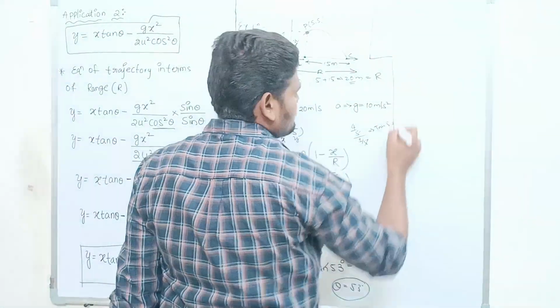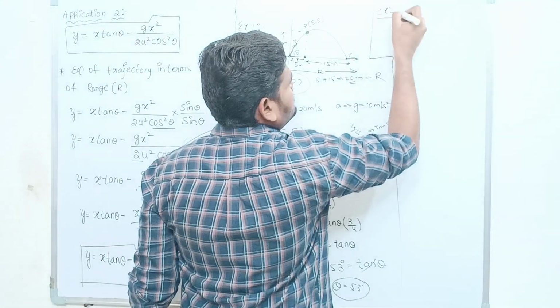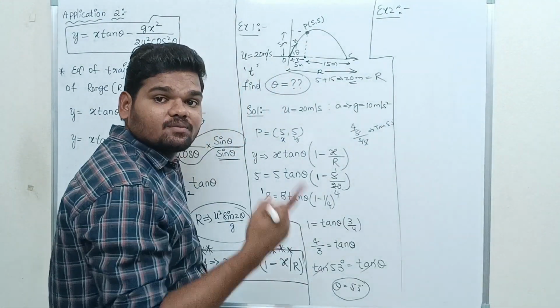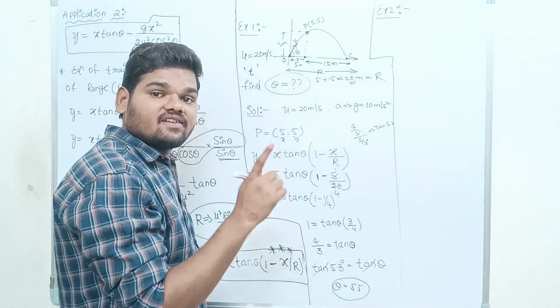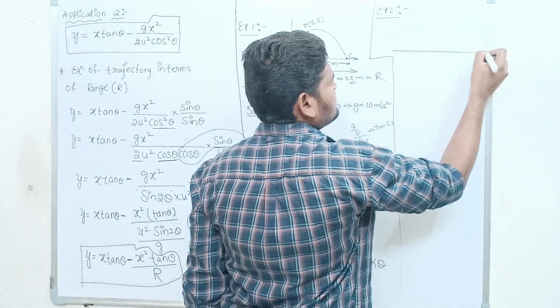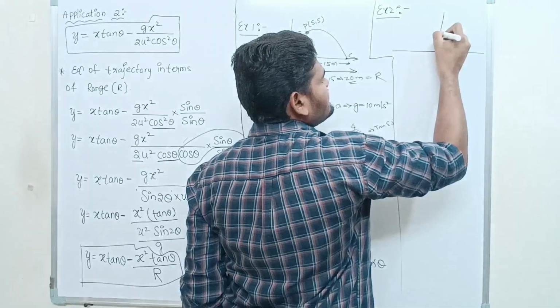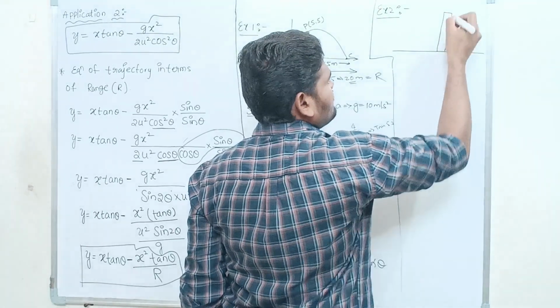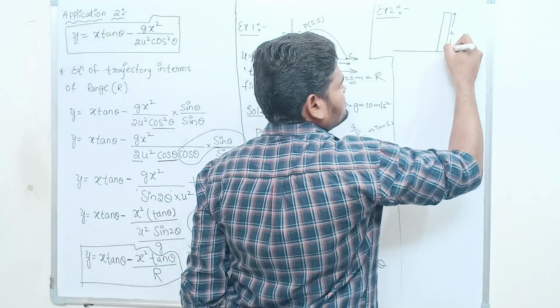Now, one more example problem. Example number 2 is your homework problem. Please solve it and comment your answer. So here is a ground. On the surface of the ground, there is a tower. The tower's height is h.